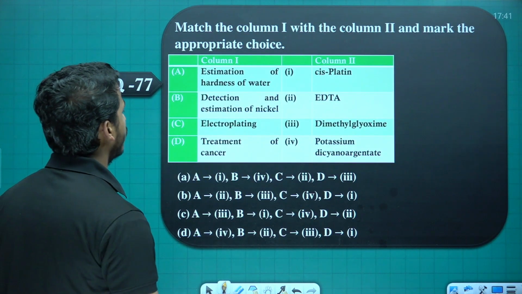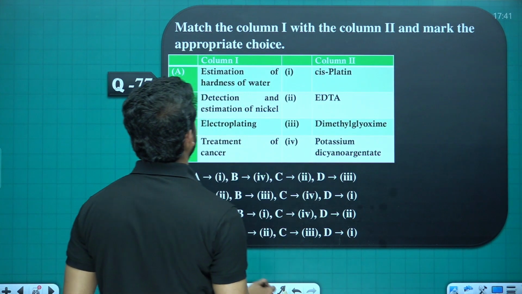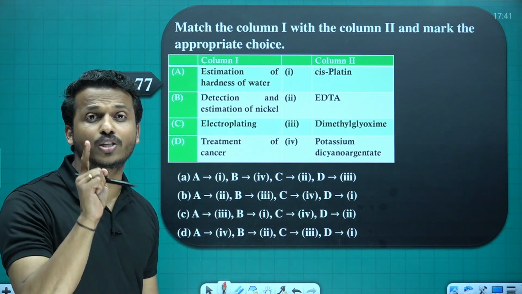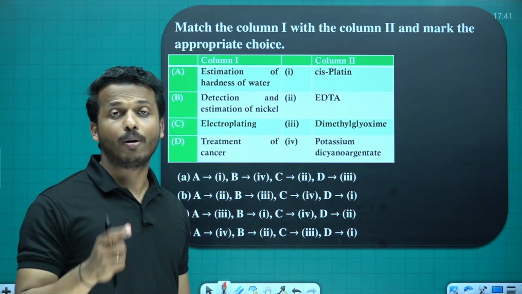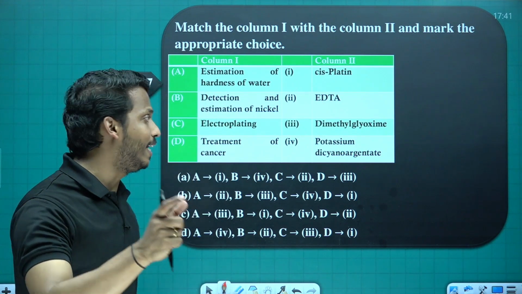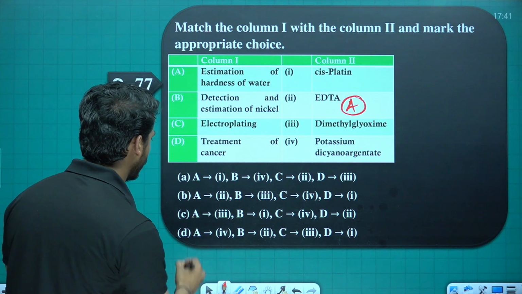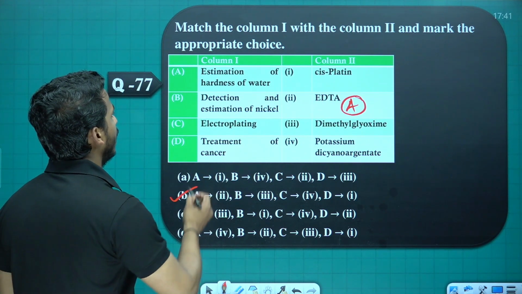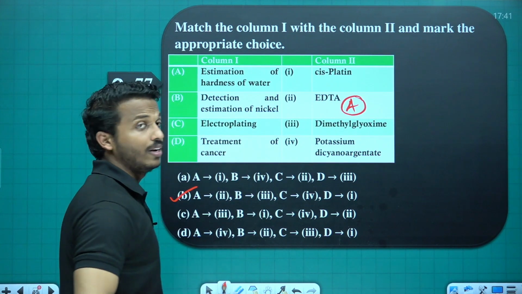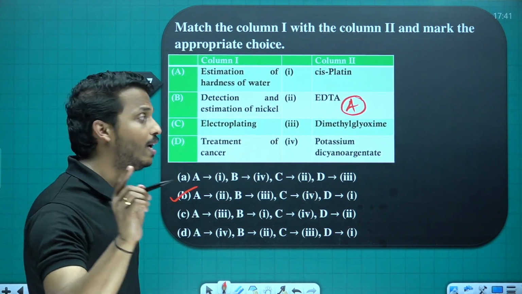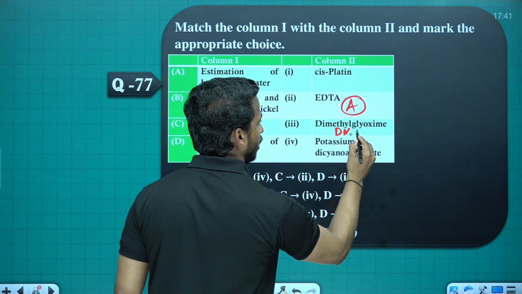Match column 1 with column 2. Okay, let us go for that. First one, estimation of hardness of water. We studied that hardness of water is calculated by titrating with EDTA. So A with 2, option B. Anyway, detection and estimation of nickel. In qualitative analysis we are using DMG, dimethylglyoxime.